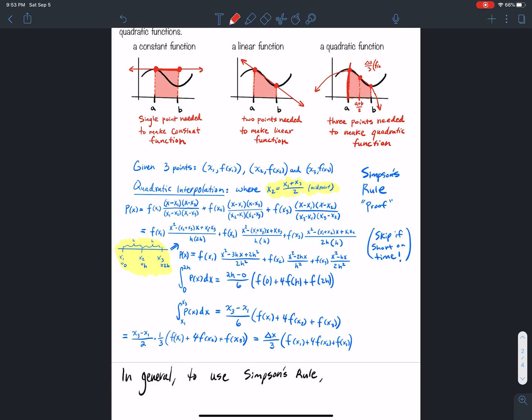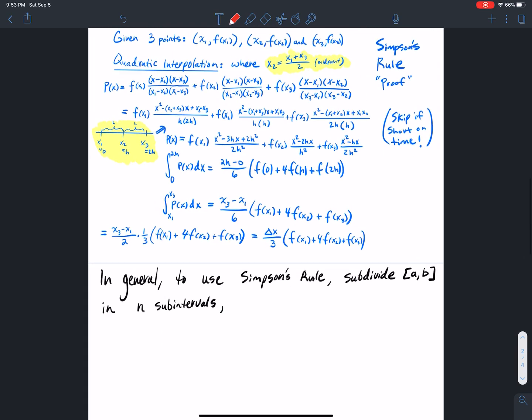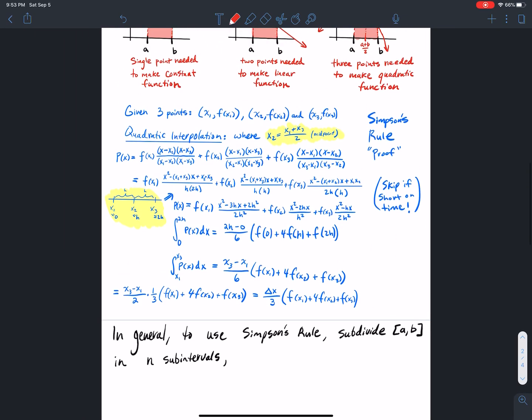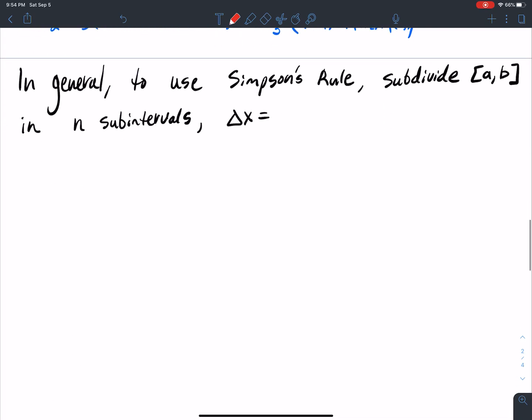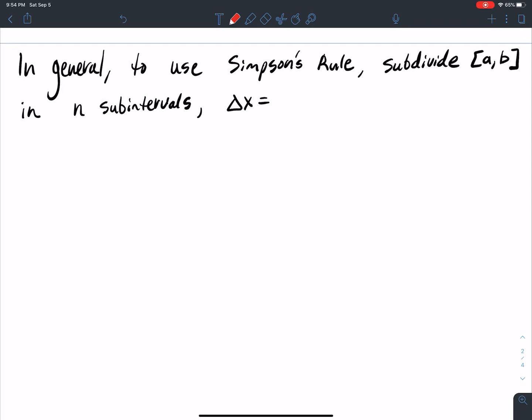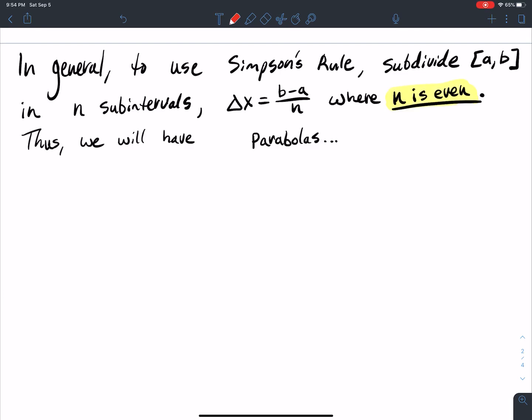So let me back this out real quick. So in general, to use Simpson's rule, so now we've finished the proof, okay? So if you're ready, let's start back. So start back if you jumped ahead, okay? All right, so maybe you saw that whenever you fast forwarded. Okay, so in general, to use Simpson's rule, we subdivide the closed interval from a to b into n subintervals. Now, delta x is (b minus a) over n as usual, where n is an even number.